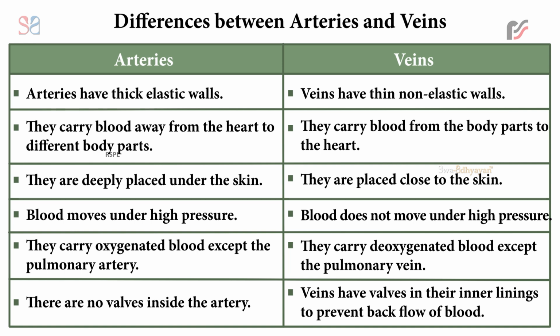Differences between arteries and veins. Arteries have thick elastic walls. Veins have thin non-elastic walls. Arteries carry blood away from the heart to different body parts. Veins carry blood from the body parts to the heart. Arteries are deeply placed under the skin. Veins are placed close to the skin.